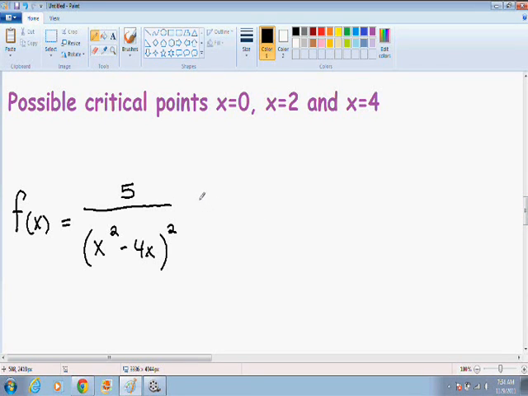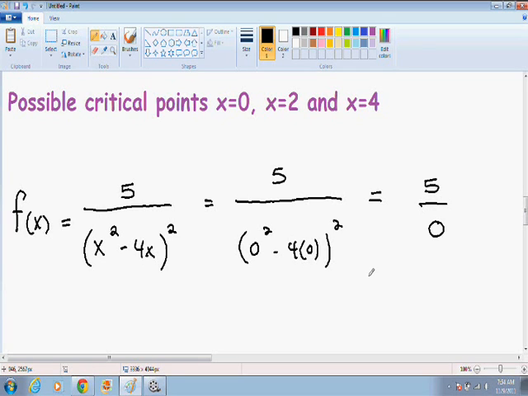So first we'll plug in 0 for x, and then you get 0 squared minus 4 times 0, squared in the denominator, and you have a 5 in the numerator, and that is equal to 5 over 0. If you remember, you can never have a 0 in the denominator of the function. So x equals 0 is not in the domain, therefore it cannot be a critical point. So I will cross it out because it cannot be a critical point.